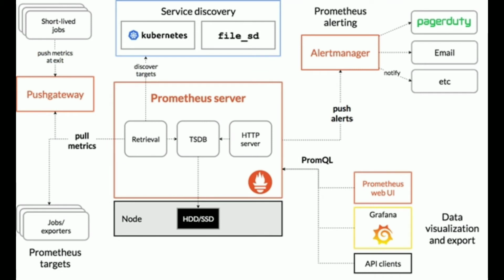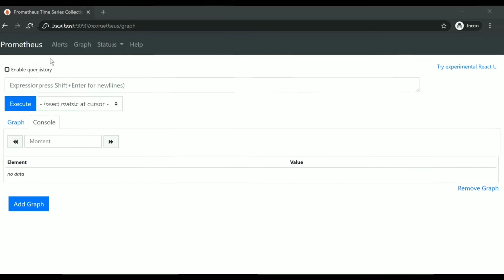Now let's have a look at the Prometheus architecture. This diagram illustrates the architecture of Prometheus and some of the ecosystem components. So Prometheus scrapes metrics from instrumented jobs, either directly or via an intermediary push gateway for short-lived jobs. It stores all the scraped samples locally and runs rules over the data to either aggregate and record new time series from existing data or generate alerts. You can also use Grafana and other API consumers to visualize the collected data.